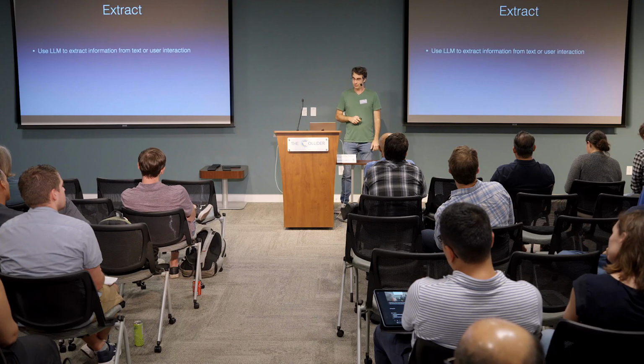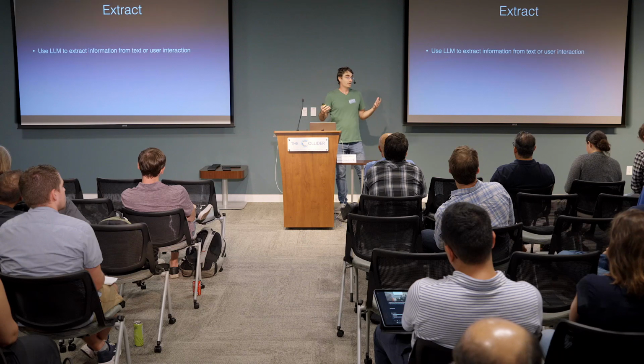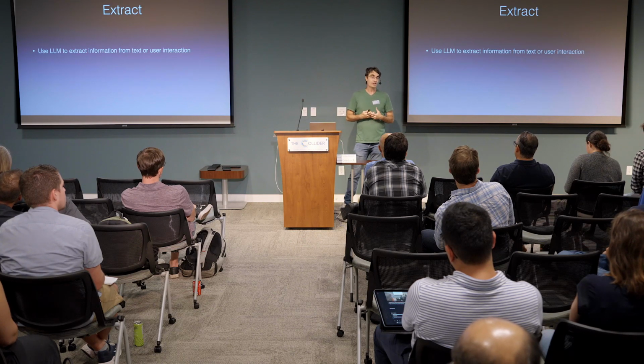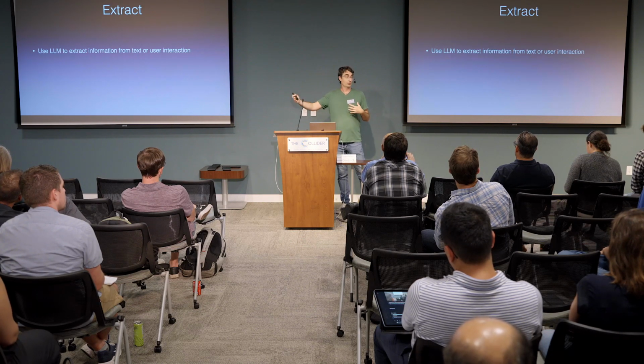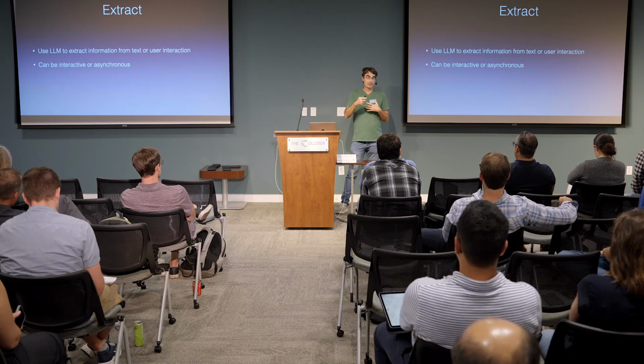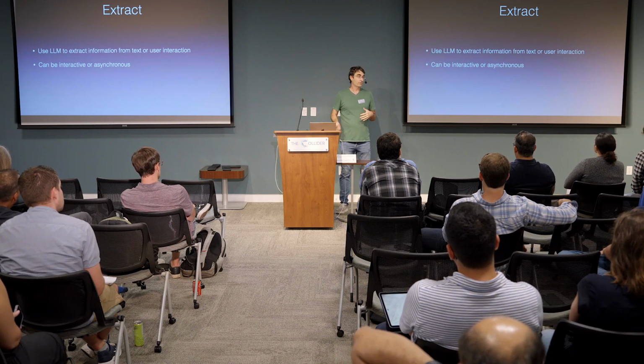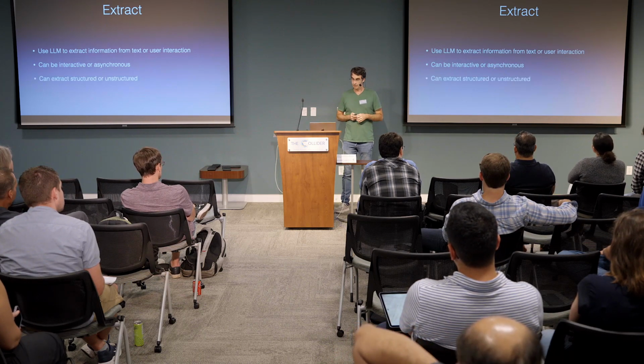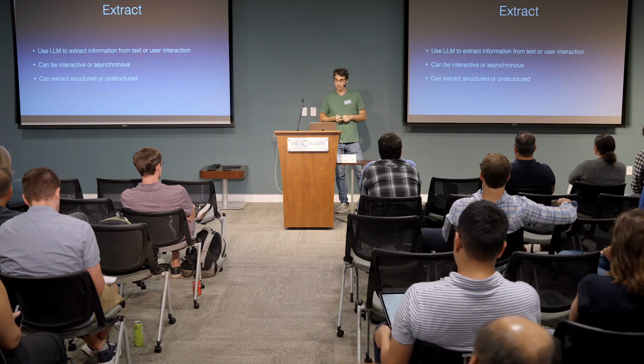So first off, extraction. This is where you use the LLM to extract some information. Now that might be directly from a user. We're having a conversation, it's a chatbot. It might be we're summarizing something, or we're taking verbal recordings and generating text, but we're extracting some information. This might be interactive, as it is in a chatbot. It might be asynchronous. You get notified, oh, here's your transcript, what have you. And it might be structured or unstructured.